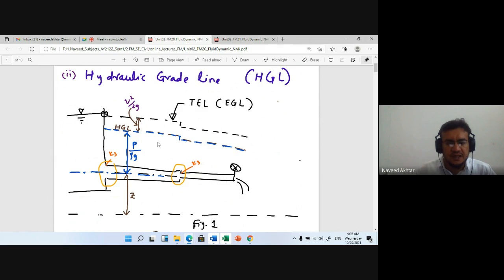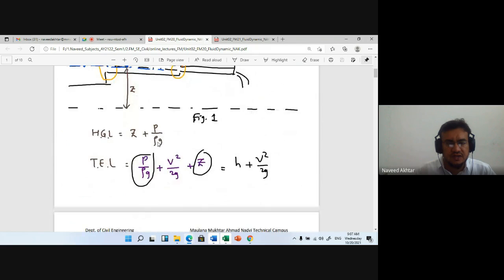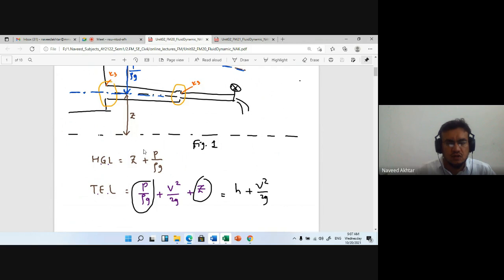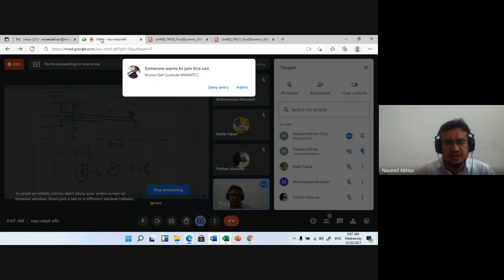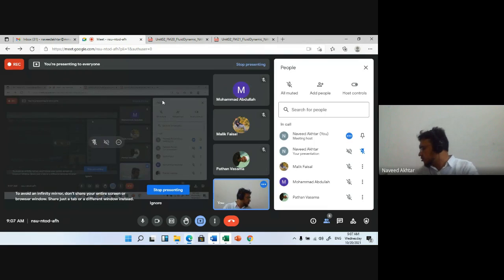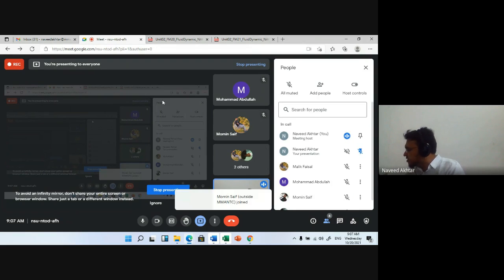And what are the total energy line and hydraulic grade line? We have written that HGL is nothing but Z plus P upon rho g, and the total energy line or EGL will be P upon rho g plus V square upon 2g plus Z, that is the Bernoulli's equation. It may be written as the modified Bernoulli's equation, H plus V square upon 2g, and you know that H is nothing but P upon rho g plus Z. So that is what we saw in the previous class.